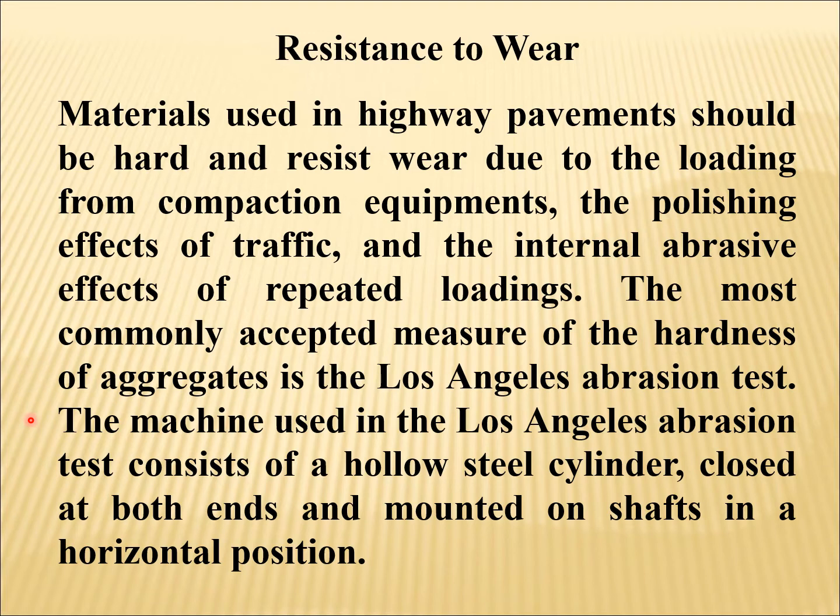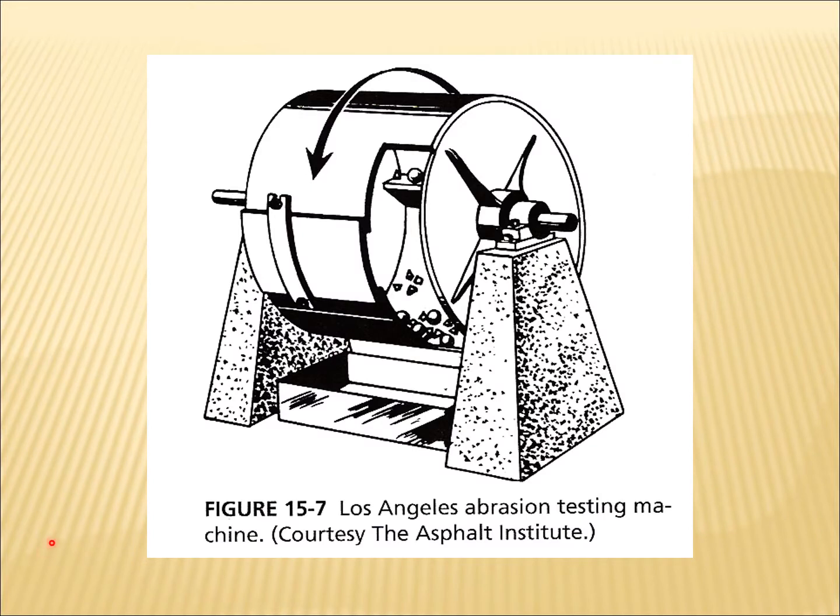The machine used in the Los Angeles abrasion test consists of a hollow steel cylinder closed at both ends and mounted on shafts in a horizontal position. Now here you can see the Los Angeles abrasion testing machine. So this is the cylinder, and we can place the aggregate along with the steel balls in this, and then this drum will be rotated like this.